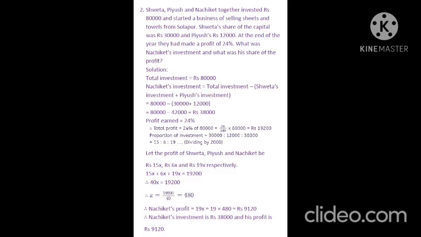Therefore, x is equal to 19,200 divided by 40, which is equal to 480. Therefore, Nachiket's profit is equal to 19x, which is 19 multiplied by 480, which is equal to 9,120. From this we get Nachiket's investment is rupees 38,000 and his profit is rupees 9,120. Here we complete the additional sums of lesson number 9.